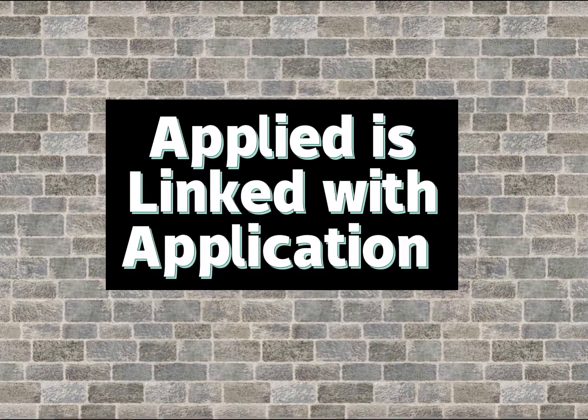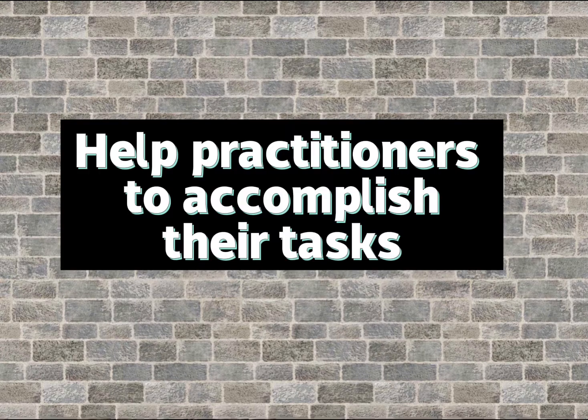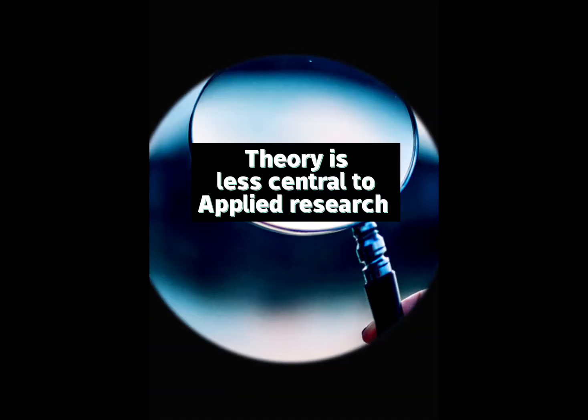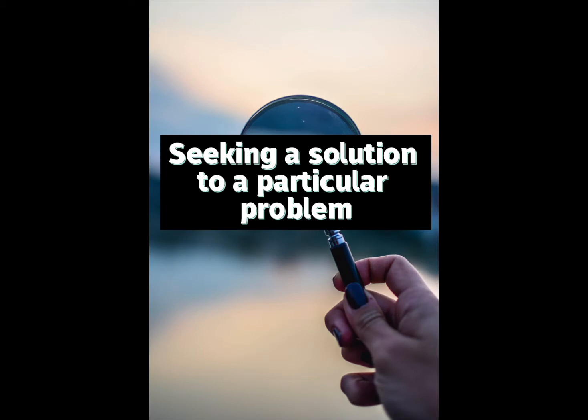Today I'm going to talk about another type of research, that is applied research. Applied research is a very popularly used technique by researchers because it particularly focuses on solving specific policy problems, and basically it helps practitioners to accomplish their tasks. Therefore, one of the most significant parts of applied research is that it provides immediate practical use. Because theory is less central to applied research, seeking a solution to a specific problem in a particular situation is the main target of the researcher.